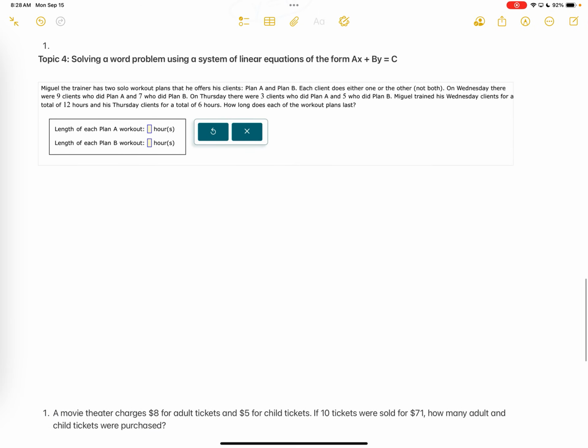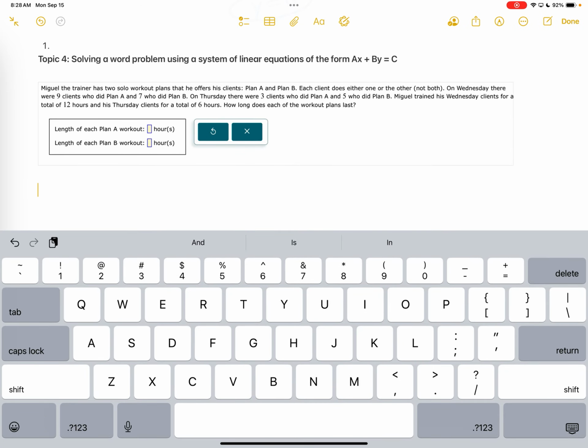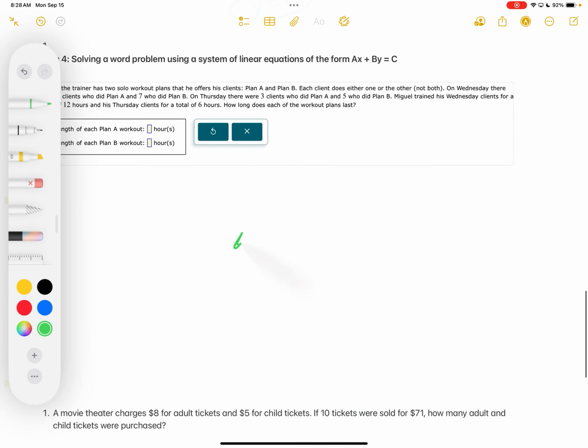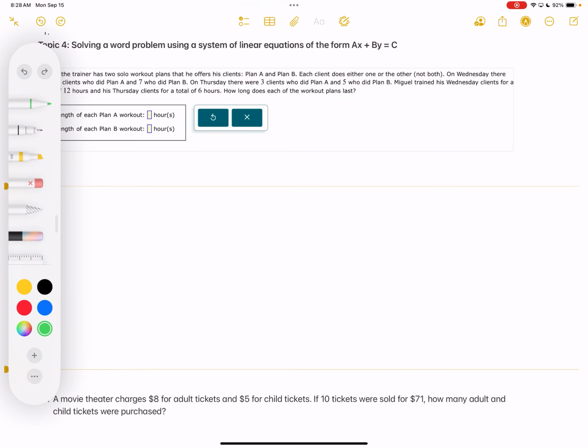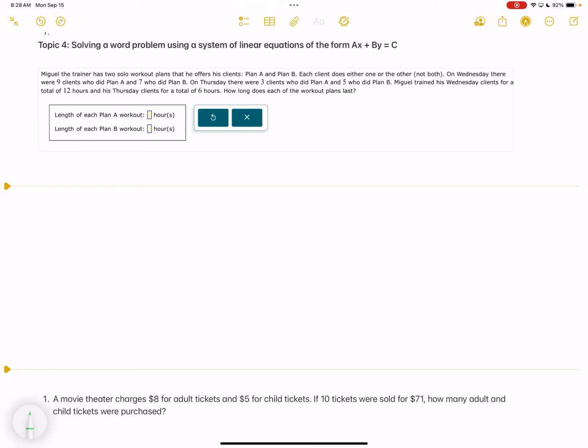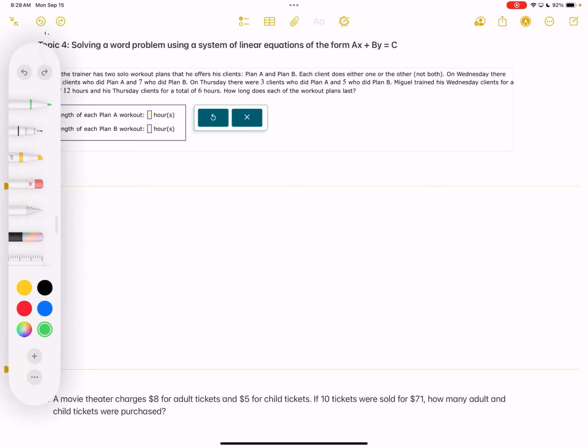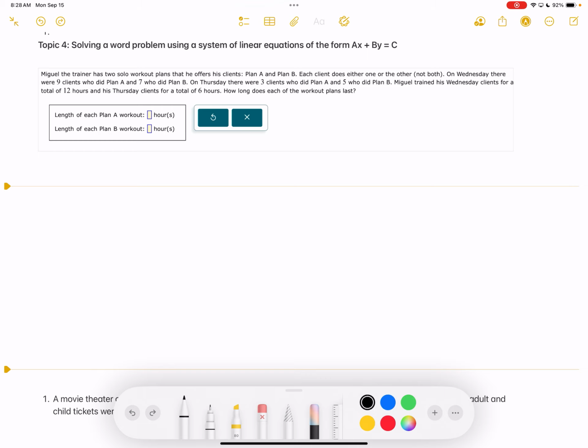All right, Miguel, the trainer, has solo workout plans that he offers his clients. Plan A and Plan B. Each client does either one or the other, but not both. On Wednesday, there were 9 clients who did Plan A and 7 who did Plan B. On Thursday, 3 did A, 5 did B. Miguel trained his Wednesday clients for a total of 12 hours and his Thursday clients for a total of 6 hours. When you do these problems, I think it is easier to make a chart.